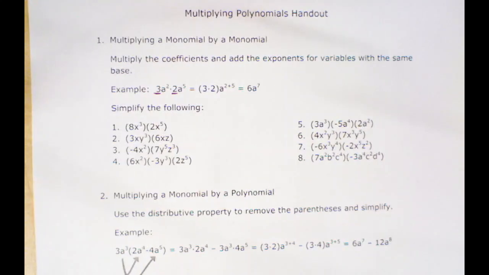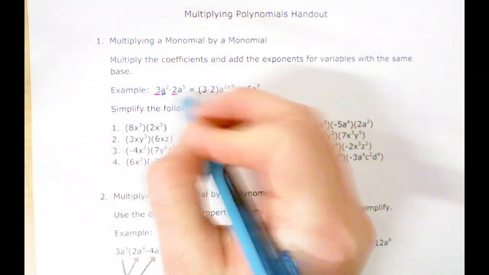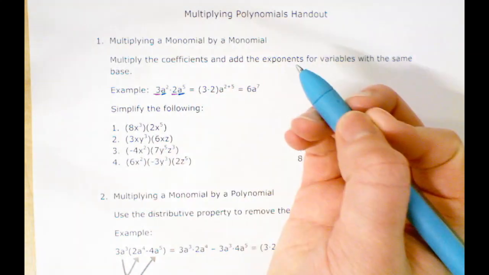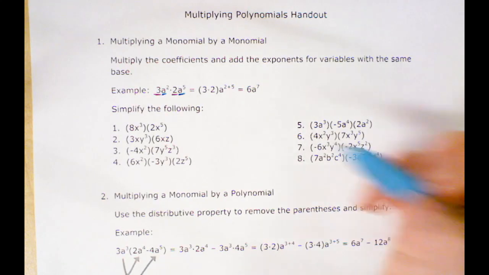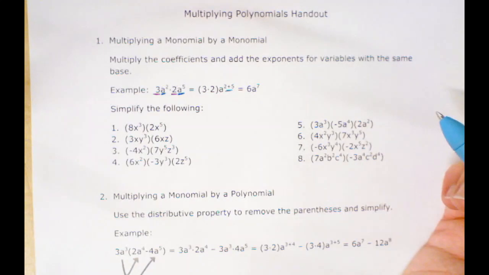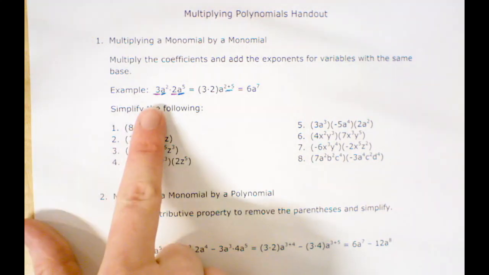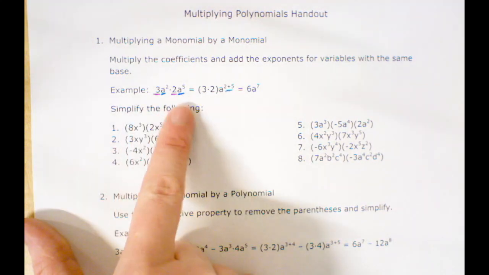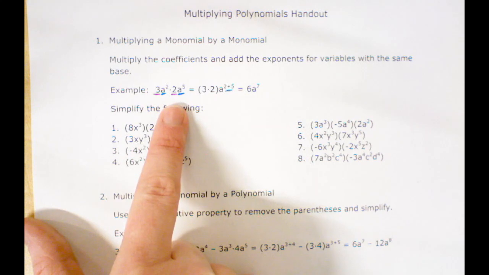Then when we multiply our variables with exponents, what do we do with those? You add them, right? So you're going to get 6a to the 7th from multiplying 3a squared times 2a to the 5th.